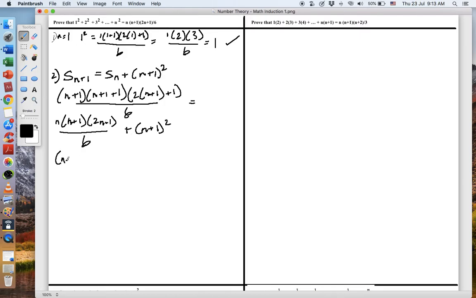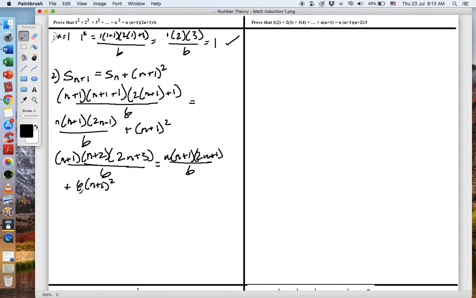Alright, and so now we just need to do the algebra. So we've got n plus 1 times n plus 2 times 2n plus 3 over 6 is equal to n times n plus 1 times 2n plus 1 over 6. And then we're going to add to this side. We're going to get a common denominator, so we can get rid of the denominator. 6 times n plus 1 squared over 6. And so let's get rid of that denominator there.